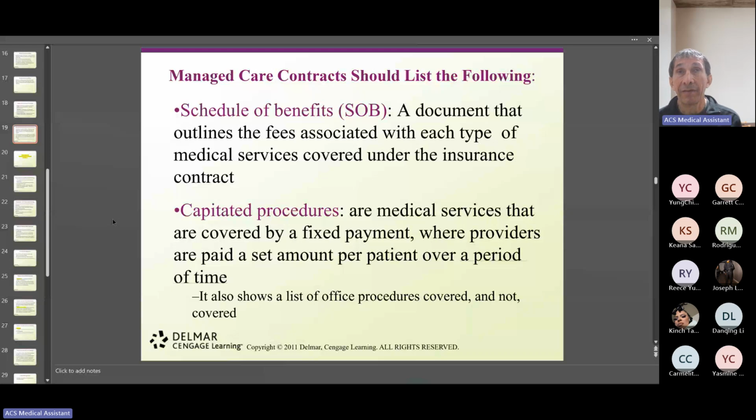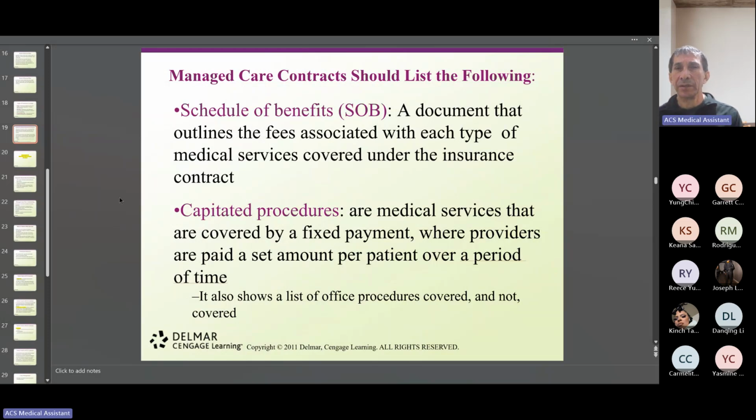Remember, they pay $30 per month per patient. Whether the patient comes to the office 10, 20, 30 times per month, we're going to get the $30. If the patient comes once, we're going to get the $30. If the patient doesn't show up during the month, we're going to get the $30, as long as the patient has coverage. It is a very, very small amount of money. So that is capitation.